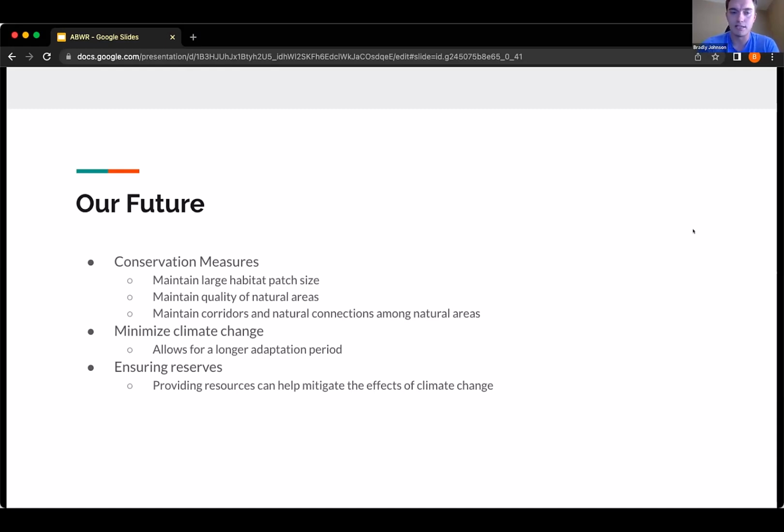A second key way to conserve these populations would be to minimize climate change any way we can. This allows for a larger adaptation period for these species, which gives them a higher chance of survival. And then the third way is ensuring reserves. Any additional resources can help mitigate the effects of climate change and once again give them an increased survival rate.